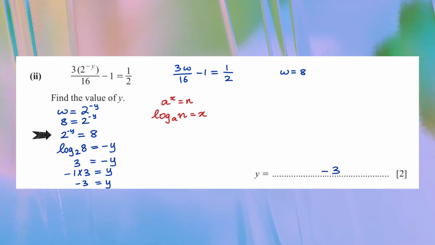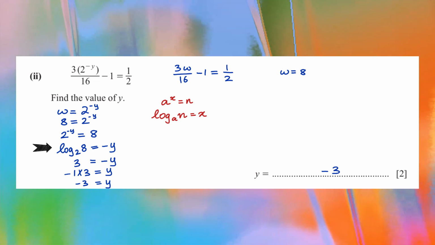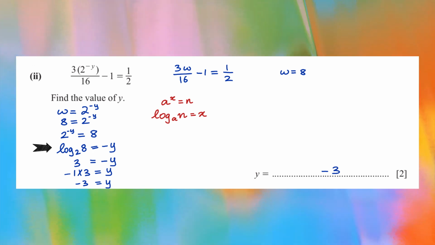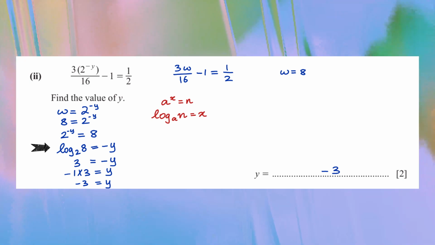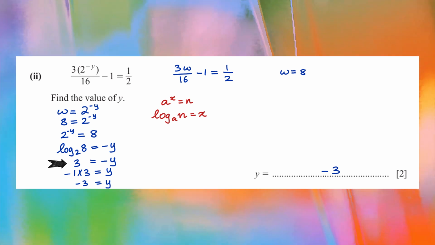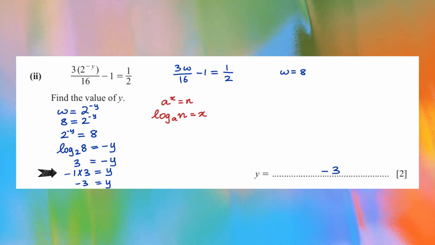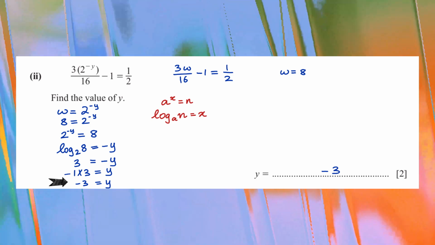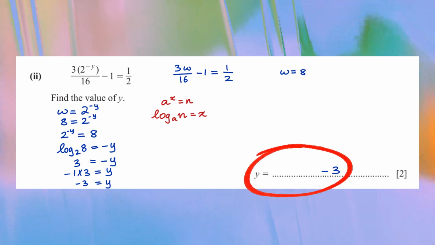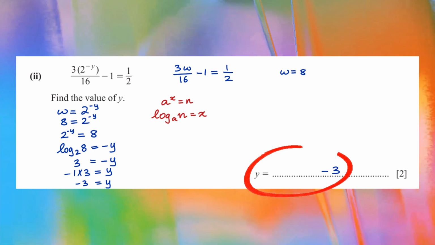So, we can write this equation as log base 2 of 8 equals minus y. Now, we can continue to solve for the value of y. Entering log base 2 of 8 into a calculator gives 3. So, 3 equals minus y. Now we multiply both sides by minus 1. This gives us minus 3 equals y. Therefore, the answer is y equals minus 3.